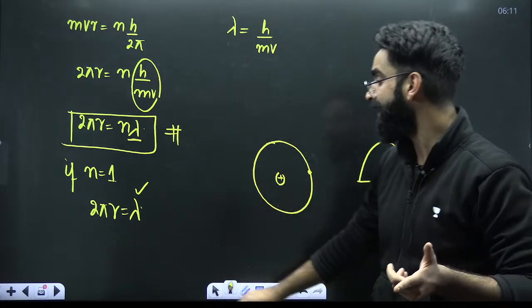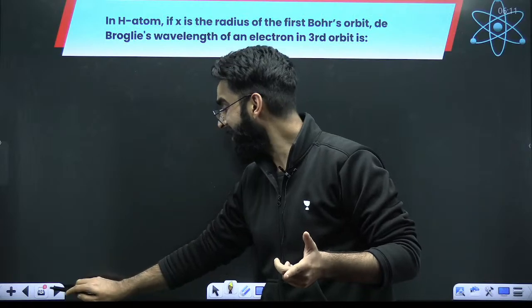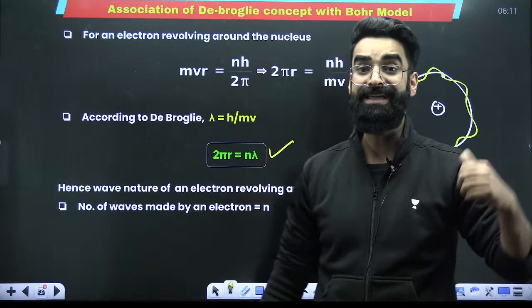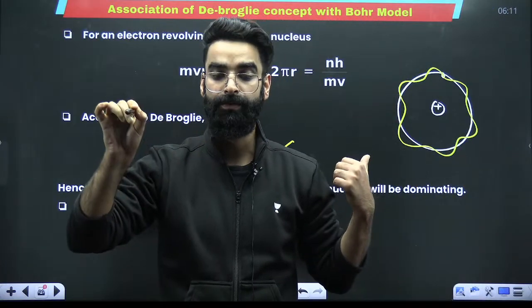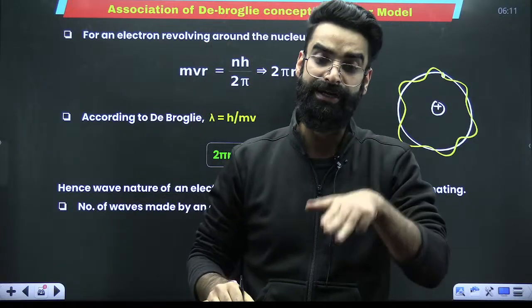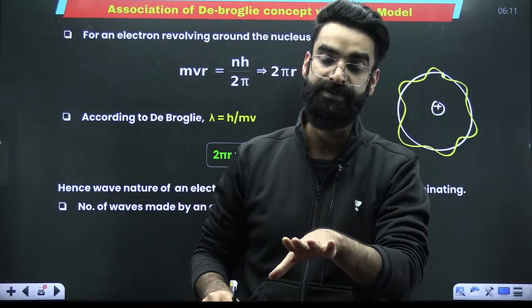What does it exactly mean? It means that number of waves. In the first shell, you are getting one complete wave. In the second shell, you'll get 2 waves. In the third shell, you'll get 3 waves. In the fourth shell, you'll get 4 waves.